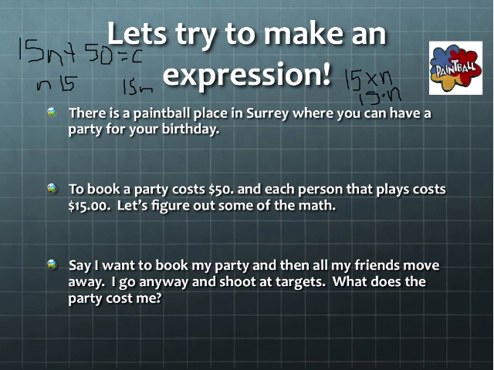So that's the cost for me. If it's 15 times 1 plus 50 equals, well, 15 times 1 is 15 plus 50. It's going to cost me $65. It's an awful lot for one person. I'm going to shoot at targets too, so that's kind of boring.